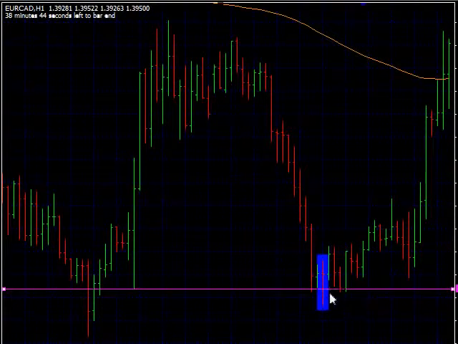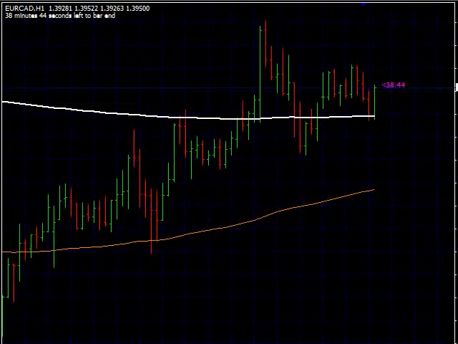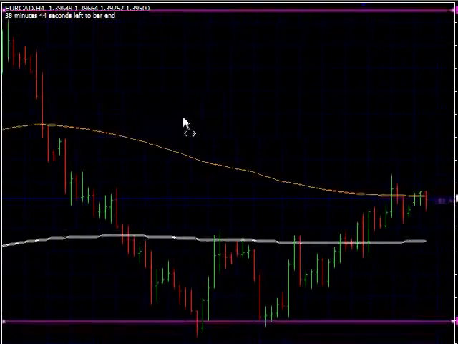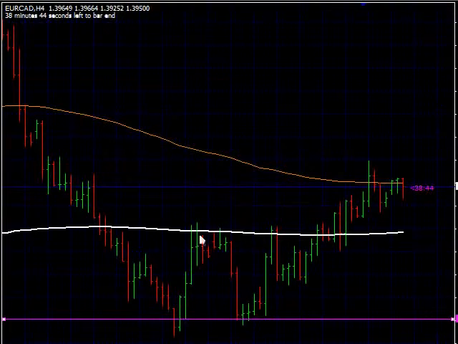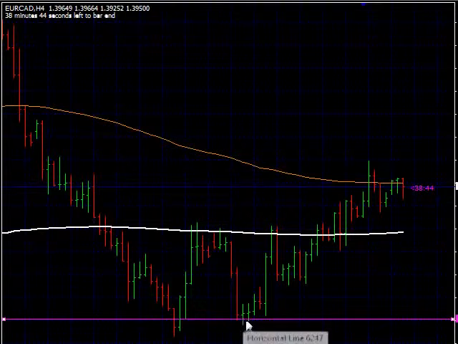And true enough, because of all the confluence we stated earlier, we have gotten ourselves a very nice move up. This is the double bottom. So what happens is we enter over here at the pin bar on the 1 hour.